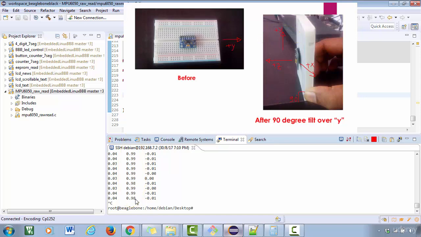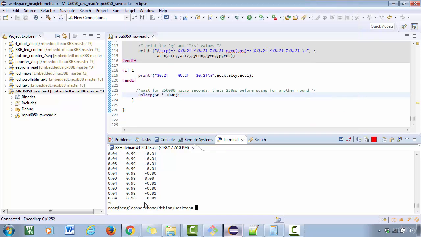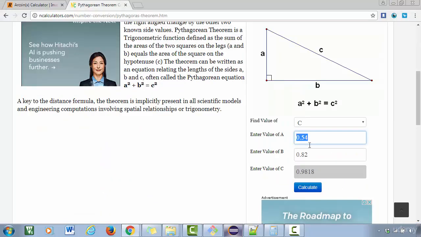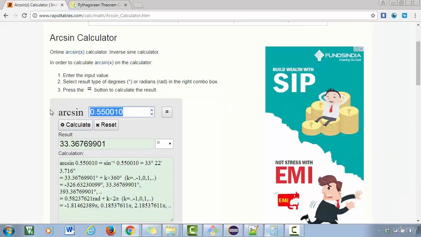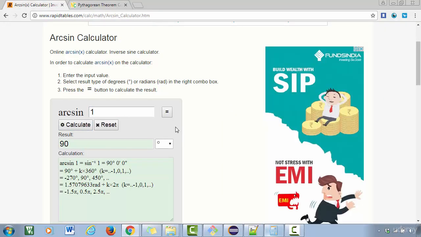Now if you measure the angle by taking these values, then it must show 90 degrees, right? So you can try that. Let's put 0.98 here, and let's put 0.01 here. That turns out to be approximately 0.9801. So 0.98 divided by 0.9801 is approximately equal to 1. So what is sine inverse of 1? The sine inverse of 1 is 90 degrees, right?